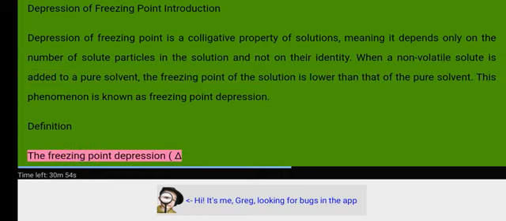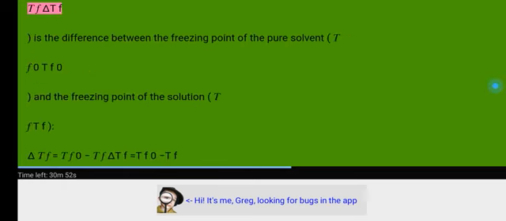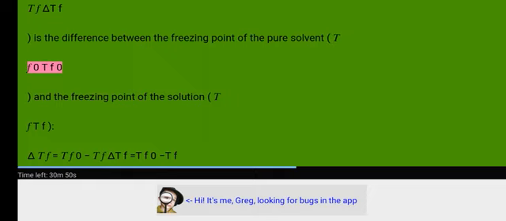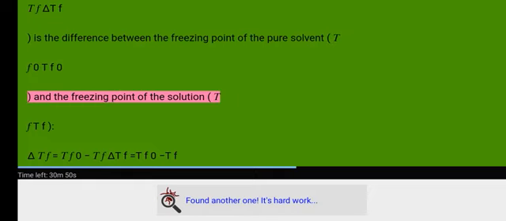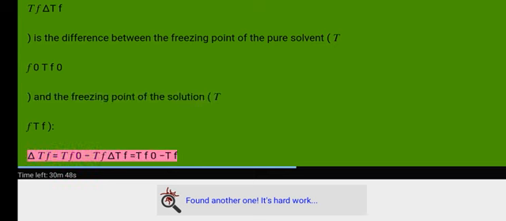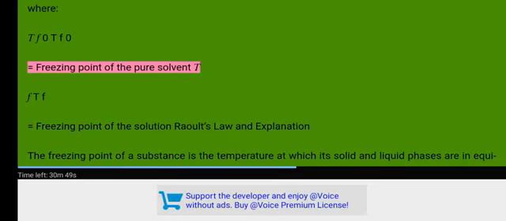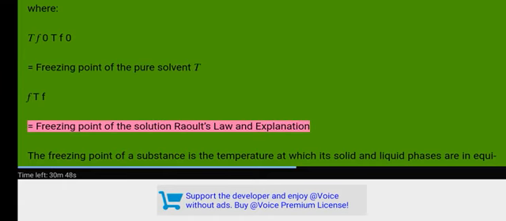Definition. The freezing point depression delta Tf is the difference between the freezing point of the pure solvent Tf0 and the freezing point of the solution Tf. Delta Tf equals Tf0 minus Tf, where Tf0 equals freezing point of the pure solvent and Tf equals freezing point of the solution.